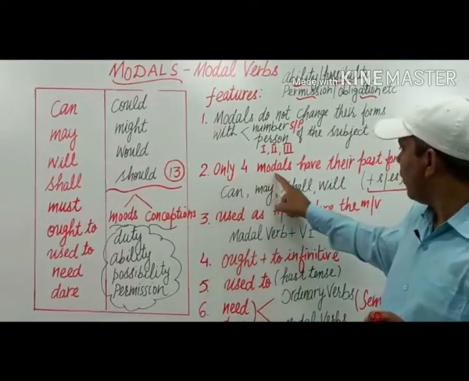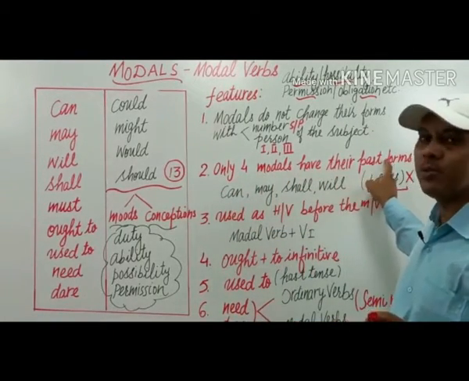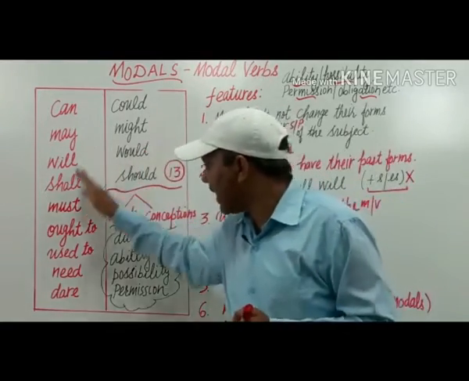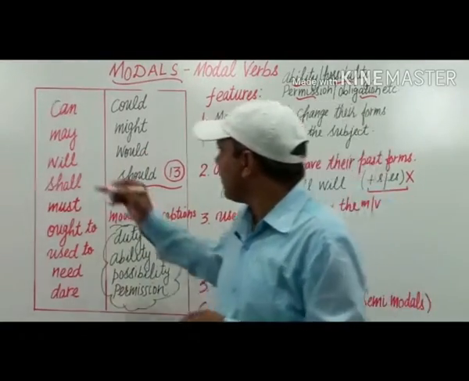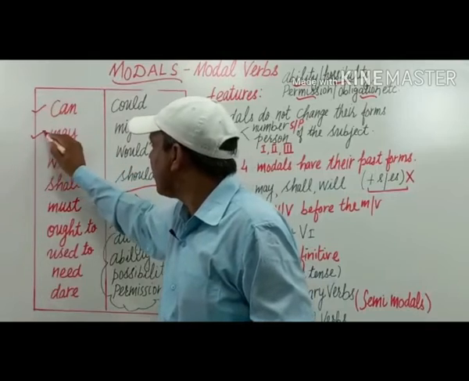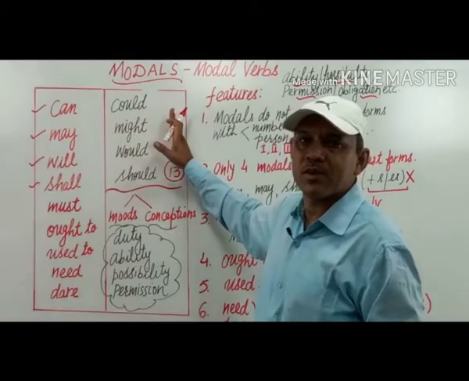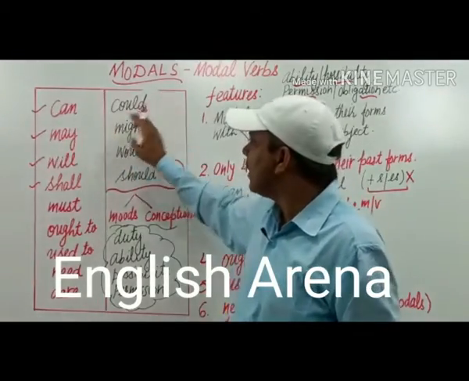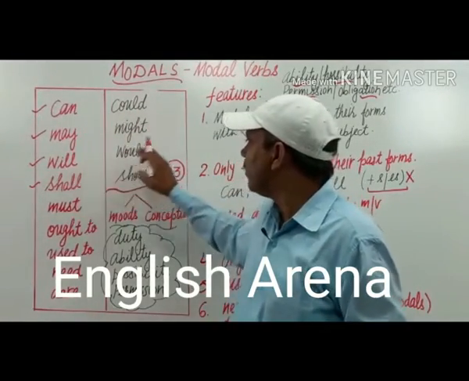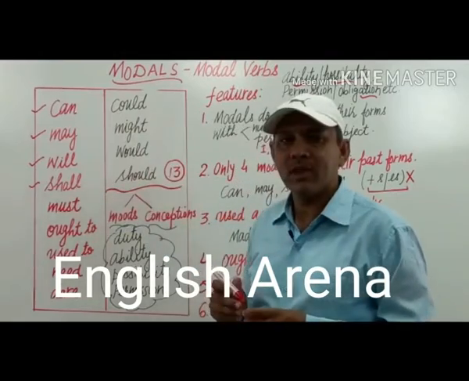Second, only 4 modals have their past forms. Out of these 13 modals, only these 4: can, may, will, shall, they have their past forms. Can, could, may, might, will, would, shall, should.